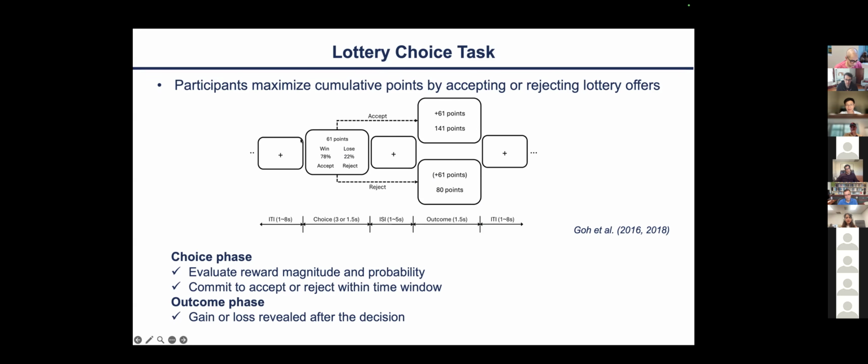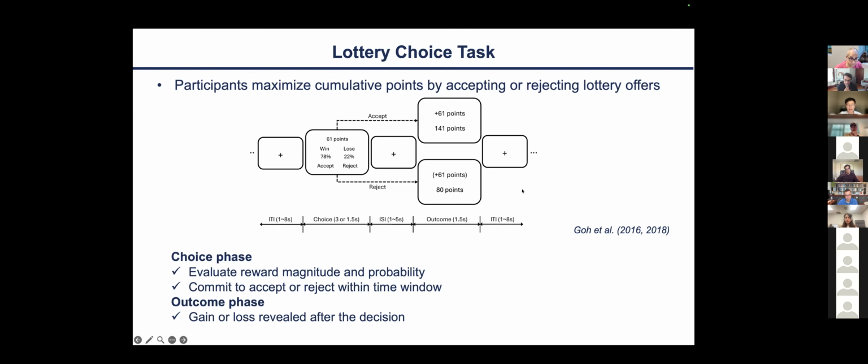So if they accept this task, they could either win the points or lose the points based on the stakes. And if they reject it, they will still see the results, like the missing points, but nothing will change. This task is not new. It's already established in previous decision-making studies, and we adapted it here.